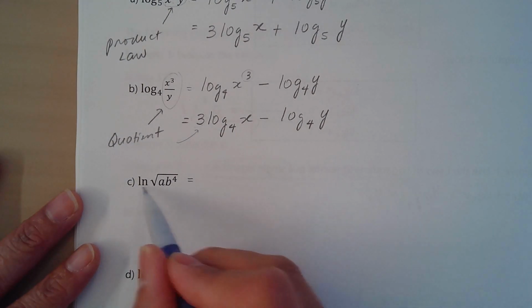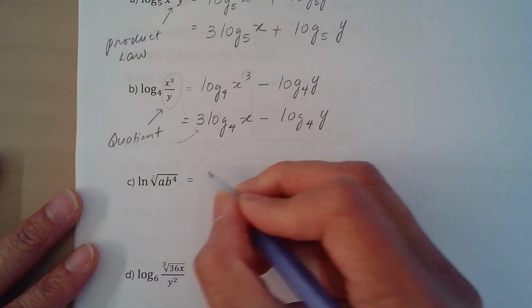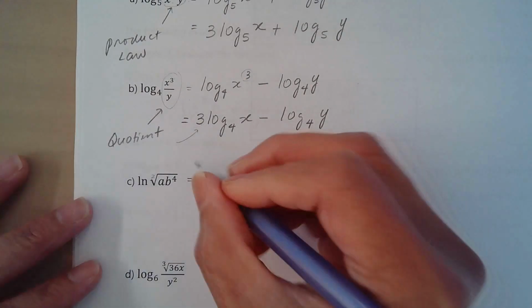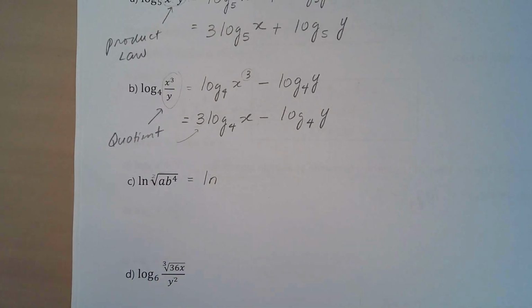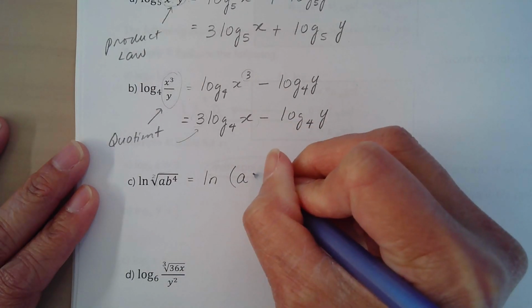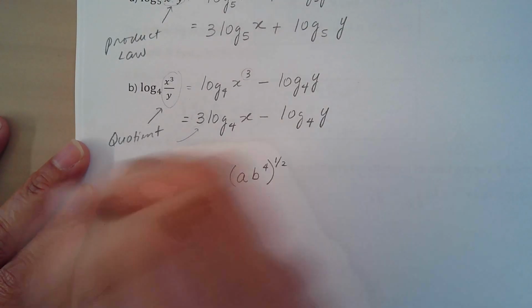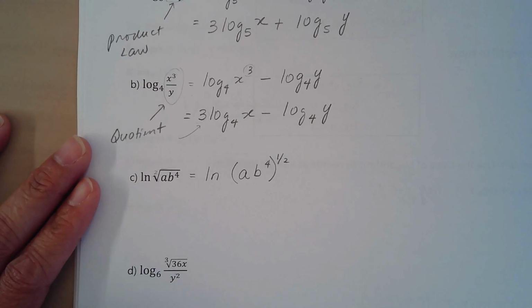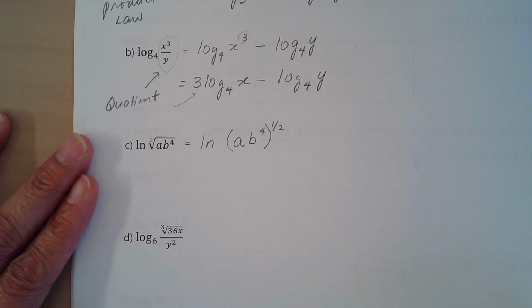Okay, now let's take a look at this. Now, I see there's a square root introduced in here, so let's break it apart. Natural log. Now, square root means the exponent there is 1/2. So this is going to be a times b to the 4th, to the 1/2. That's what square root is about. We discussed that at the very beginning of this chapter. The square root is exponent 1/2.